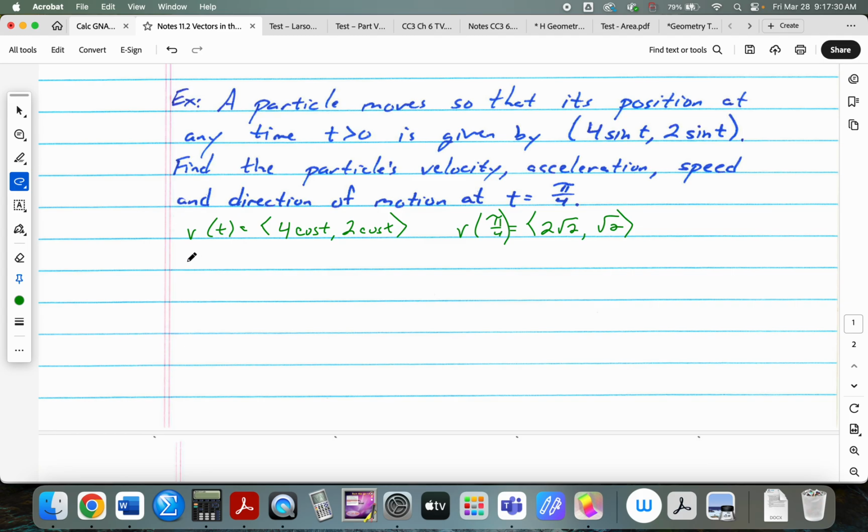Then the acceleration, we'll take the derivative again. This will be negative 4 sine of t and negative 2 sine of t. So the acceleration vector at pi over 4 is going to be negative 2 square root of 2 and negative square root of 2.